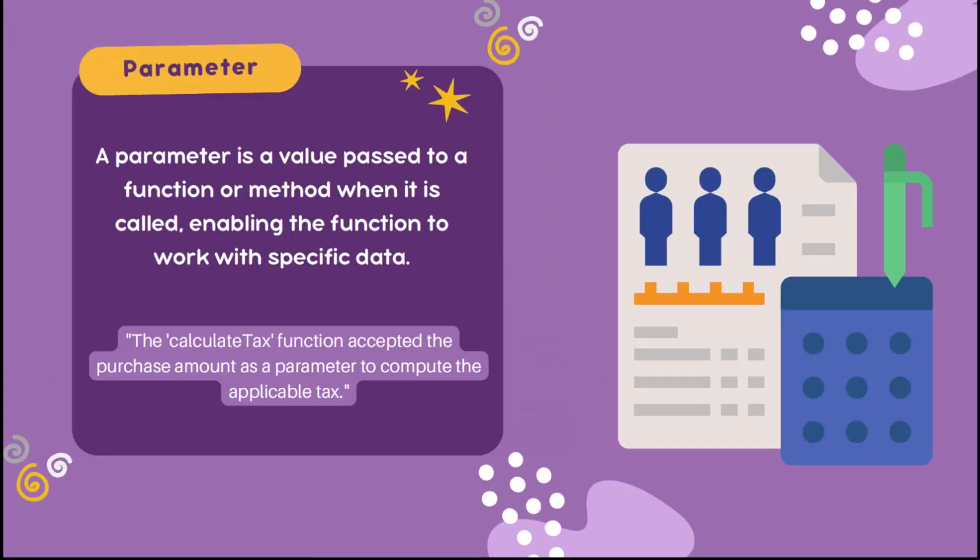Parameter. A parameter is a value passed to a function or method when it is called, enabling the function to work with specific data. Example: the calculate tax function accepted the purchase amount as a parameter to compute the applicable tax.